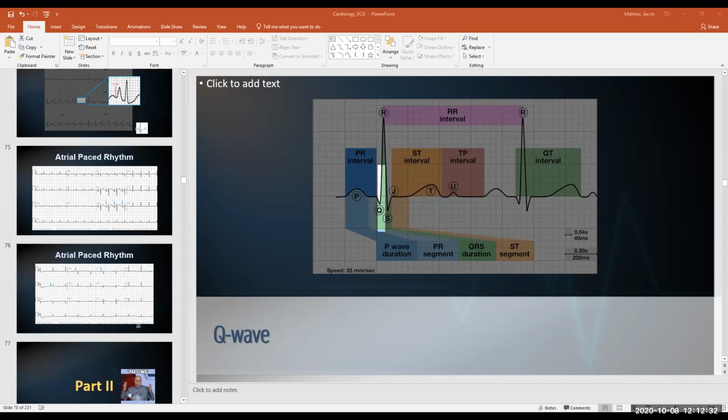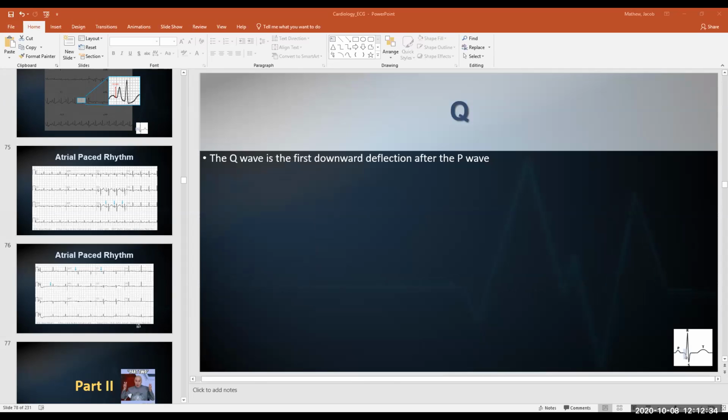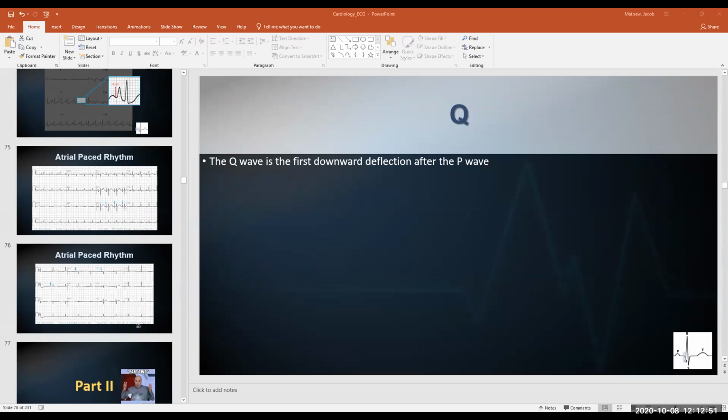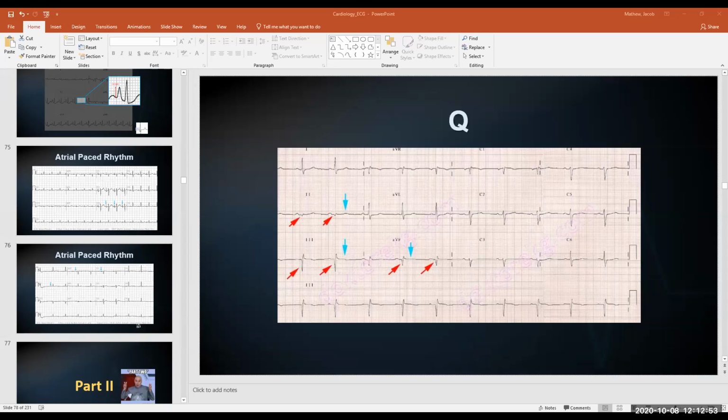None. All right, let's go on. So Q waves, it's the first downward deflection after the P wave. It's easy to miss Q waves if they're not very obvious. Even if you see just a small little downward deflection, even if it looks like the dot of a pen, that counts. But it's not necessarily a clinically significant Q wave. All right, so let's look at some Q waves here.